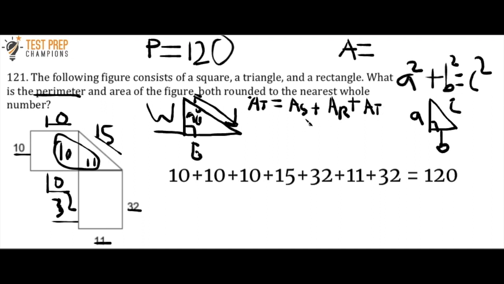The area of the square, the little s stands for square, the little r stands for area of the rectangle, and the little t stands for area of the triangle. Let me call this little tr for triangle, because we already have this A t out here, which is just for the total. So basically, we find the area of the square, the area of the rectangle, and the area of the triangle.